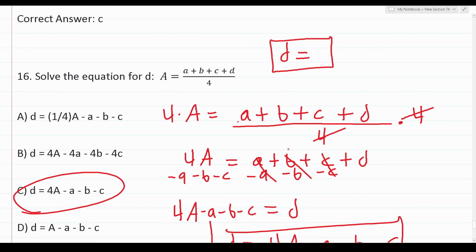Again, this is an example of solving a literal equation. So if you need more help with this, check out my video on solving literal equations and formulas. I think in that video I work out 10 practice problems, including this one. So it should help you if you need more help with that.